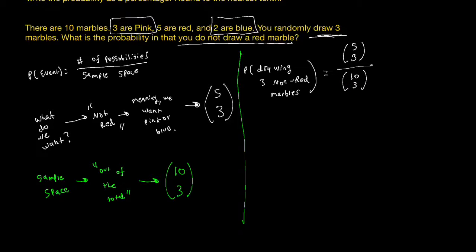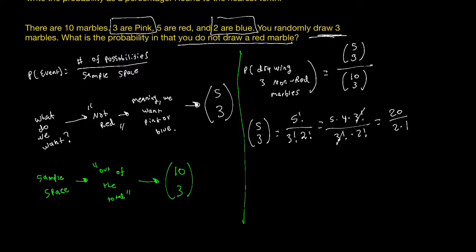So let's begin this calculation by calculating the numerator. So 5 choose 3 is going to equal 5 factorial over 3 factorial times 5 minus 3, which is 2 factorial. Let's expand 5 until we get down to 3 factorial. The 3 factorials are going to cancel out. 5 times 4 is going to give us 20. And 2 factorial is 2 times 1, which is just 2. So 20 divided by 2 is 10. So 5 choose 3 is going to be 10.